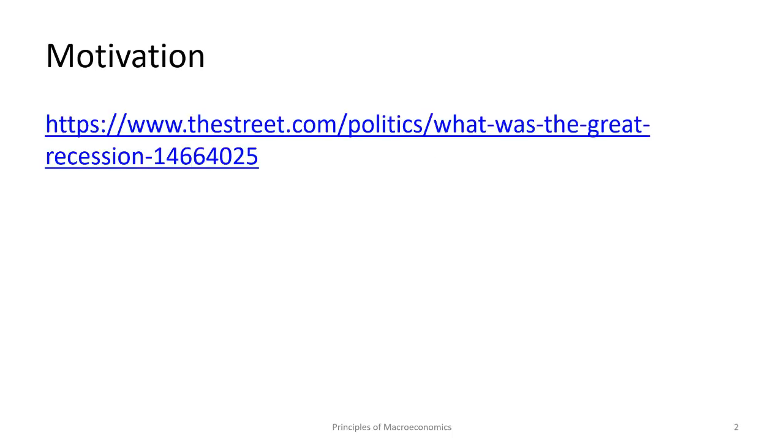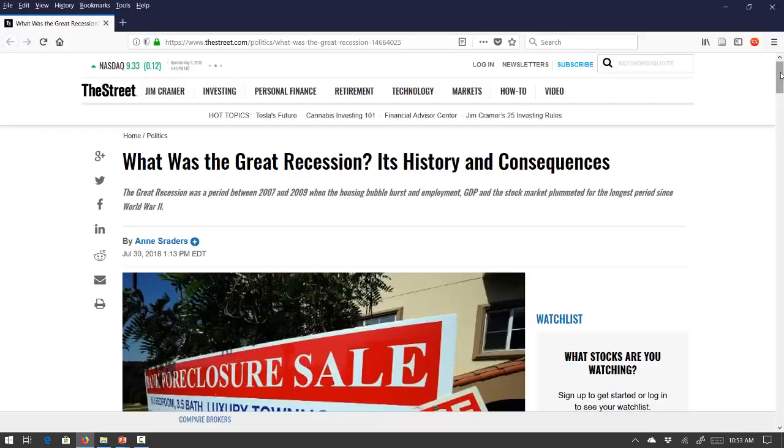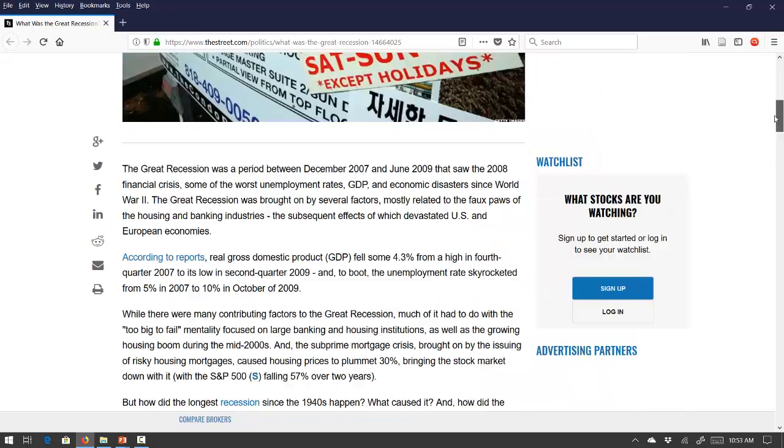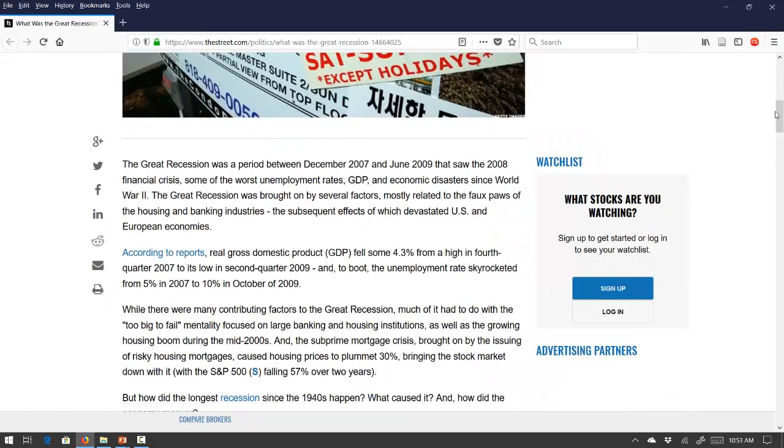First, let's start with a motivation. Let's read this article that came up in the street. In this article, what was the Great Recession, its history and consequences? It's published on July 30, 2018. And here's the story. The Great Recession was a period between December 2007 and June 2009 that saw the 2008 financial crisis, some of the worst unemployment rates, GDP, and economic disasters since World War II.